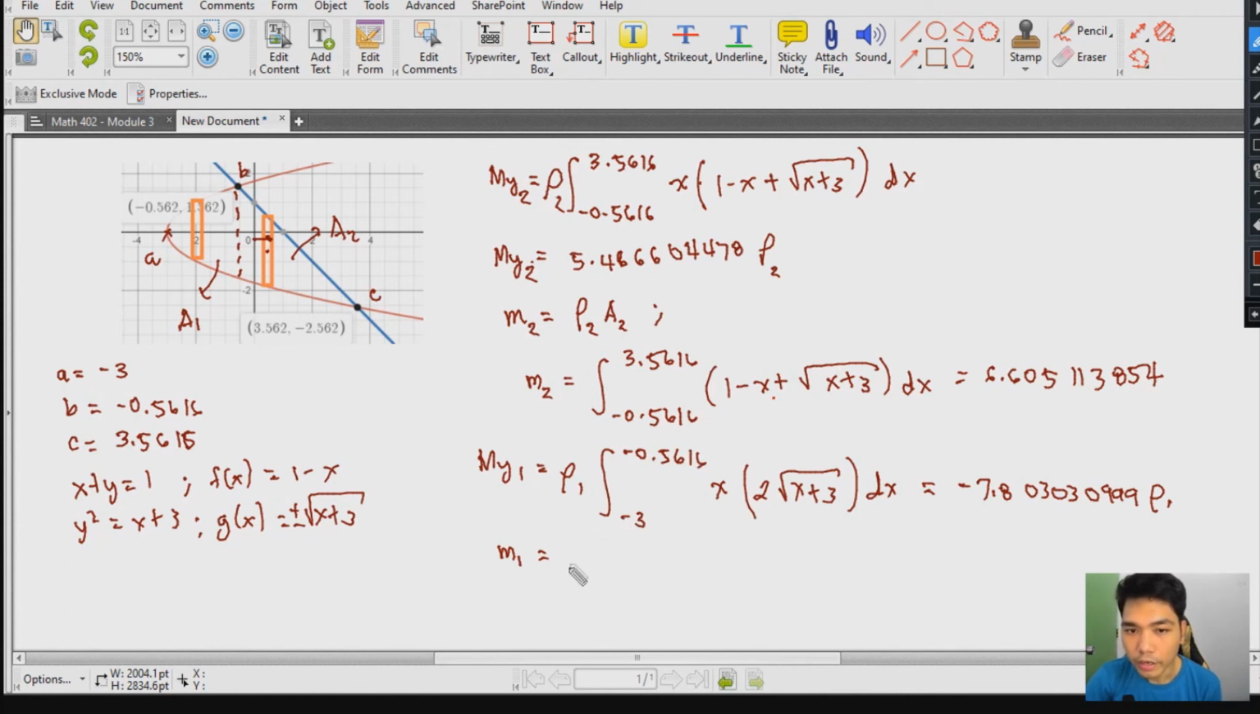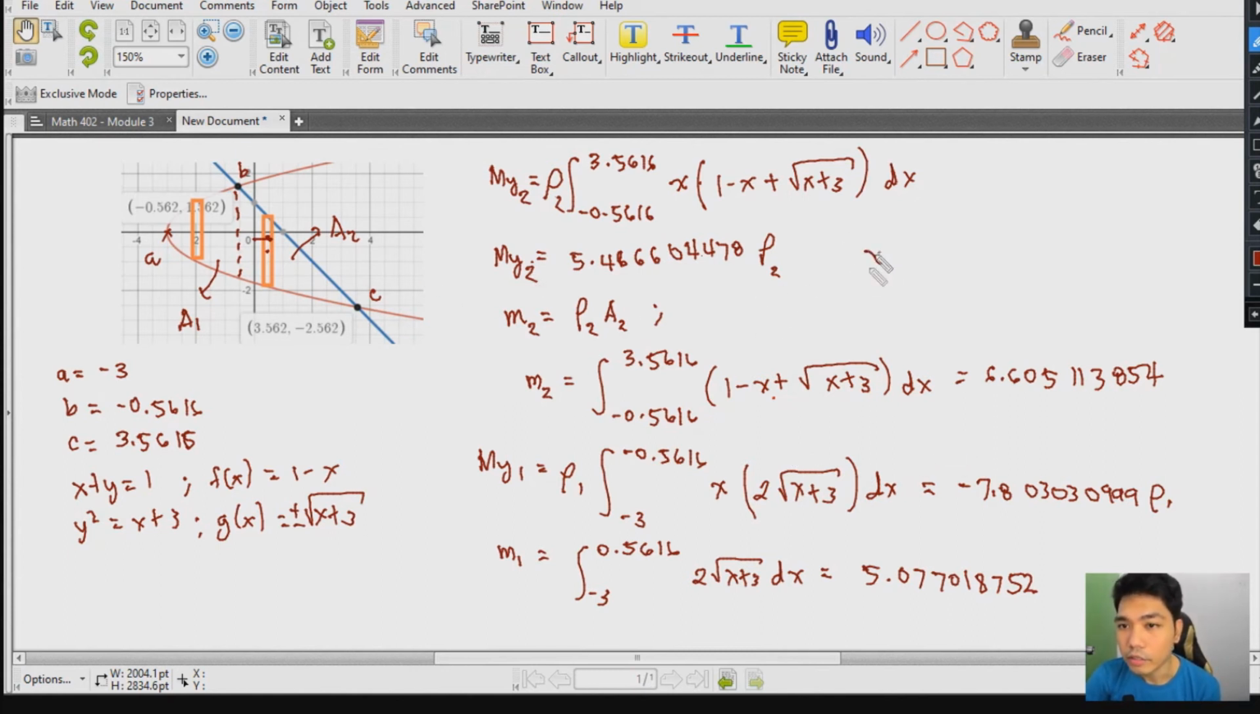Okay, and then for our m sub 1, that is simply the area. So considering the area, we have negative 3 to 0.5616. Okay, and then that's just 2 square root of x plus 3 dx. So this gives me the mass 1, which is the area 1. So this gives me the value that is 5.07770. Okay, so what happens next?